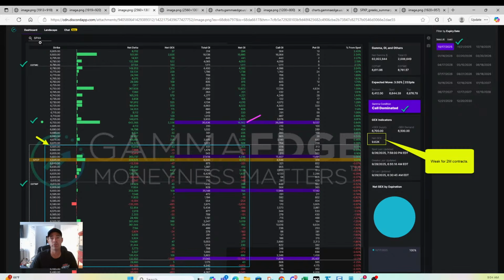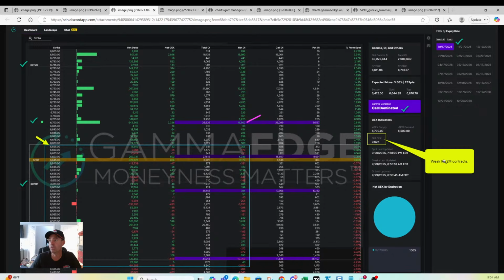SPXA is our cruise ships or our tankers. This is institutional positioning and larger market participants. So we definitely want to look at this. These contracts don't turn over as rapidly as you can see over here in our web app. So the next expiry is the October expiry here.